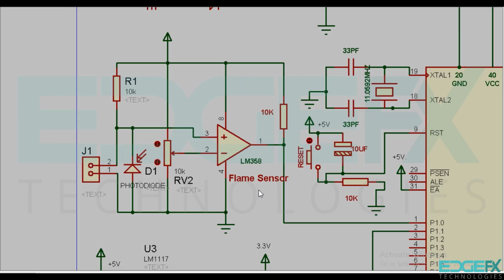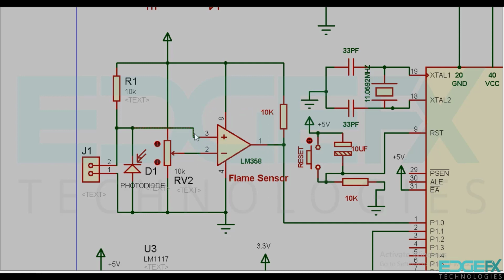On the input side we have a flame sensor. The flame sensor uses a comparator. When the plus, that is the non-inverting terminal voltage, is more than the minus, that is the inverting terminal voltage, the output will be high and vice versa.